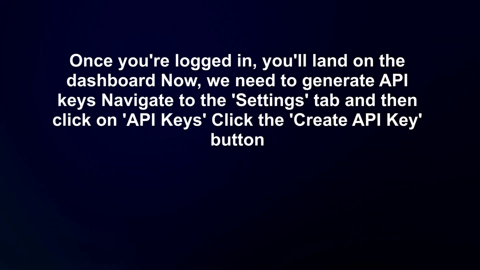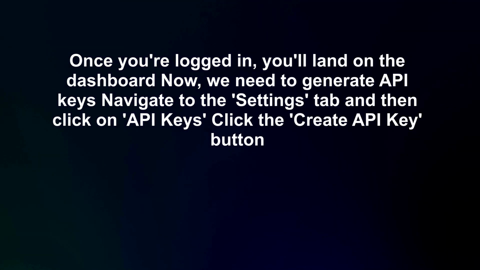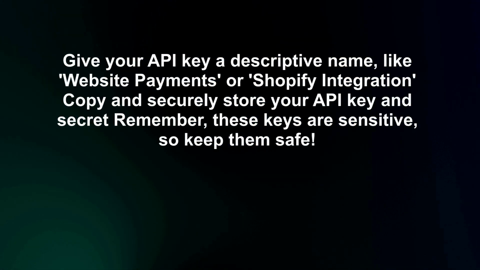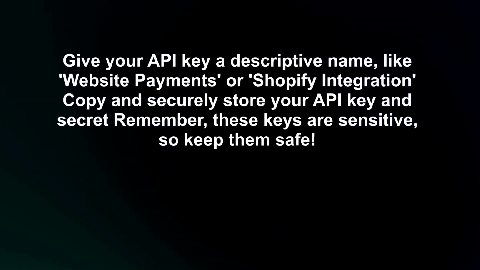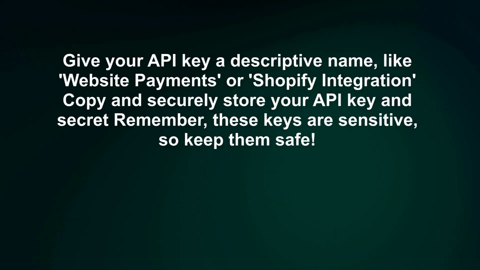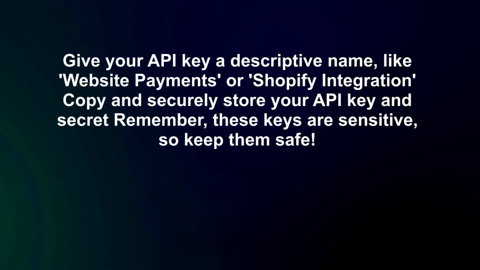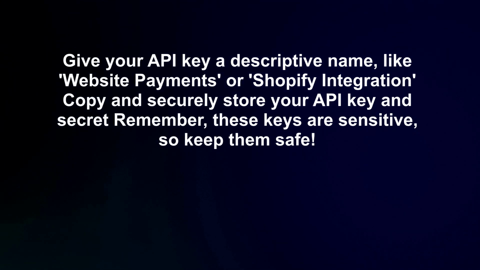Now, we need to generate API keys. Navigate to the Settings tab and then click on API keys. Click the Create API Key button. Give your API key a descriptive name, like website payments or Shopify integration. Copy and securely store your API key and secret. Remember, these keys are sensitive, so keep them safe.